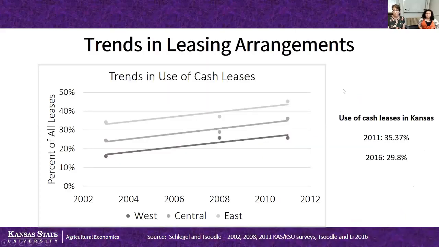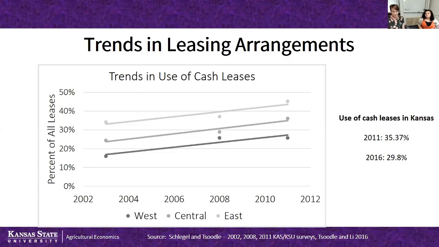Now here's something that I wanted to show you. Okay, trends in leasing arrangements. So we may think that it's a stagnant thing when it comes to the proportion of leases that are crop share versus cash lease, but it's not. Since the early 2000s, we've seen an upward trend in the use of fixed cash leases. You can see that there's a difference between the western part of the state and the eastern part of the state, where the western part of the state still has more crop share than the eastern part of the state.